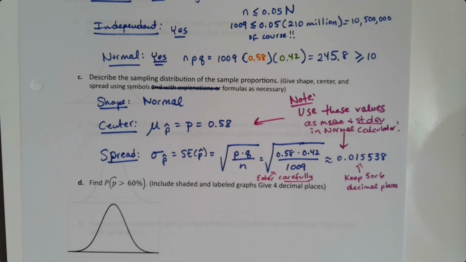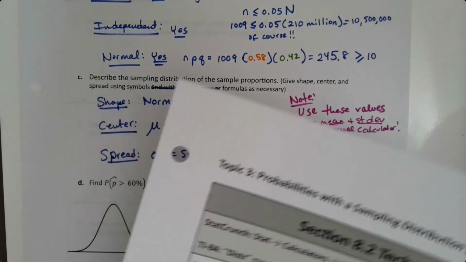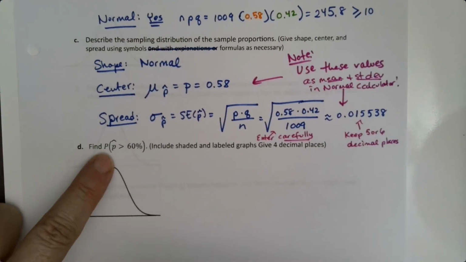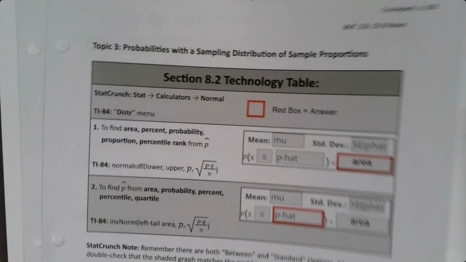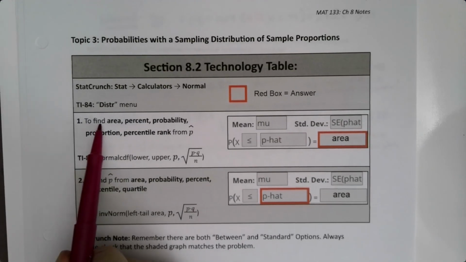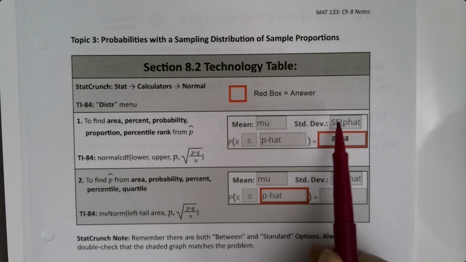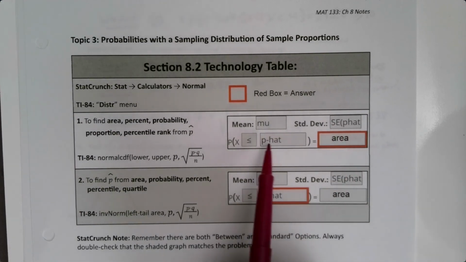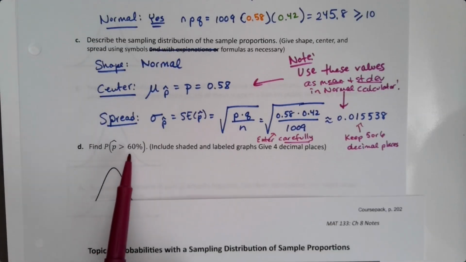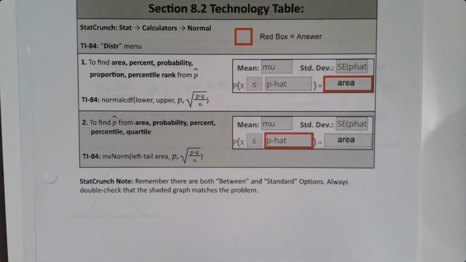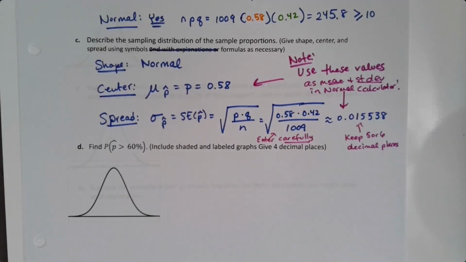All right, so let's do one problem. Okay, so it says find the p parentheses, so that's looking for the probability. So when we want to find a probability, we'll put our mean and our standard error of the p hat in, and we'll enter the p hat value, which is 0.60. Right? You can't type 60. You have to make it into a decimal, of course. All right, so let's do that.